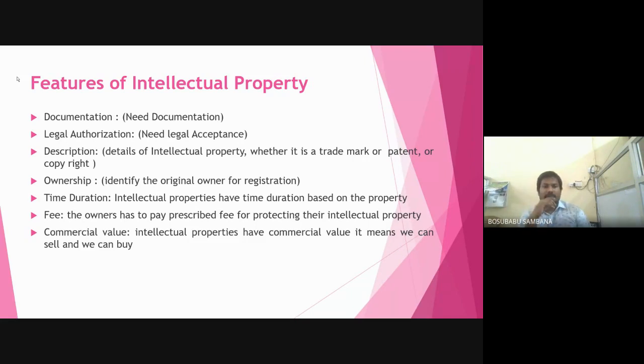And description, in detail: intellectual property, whether it's trademarks, patents or copyrights, and ownership. Identify the owner of the registration. Here, two things you must remember: the innovator is different, and the applicant is different.